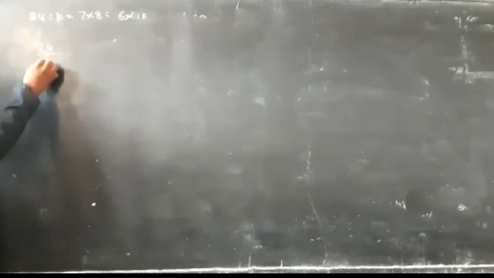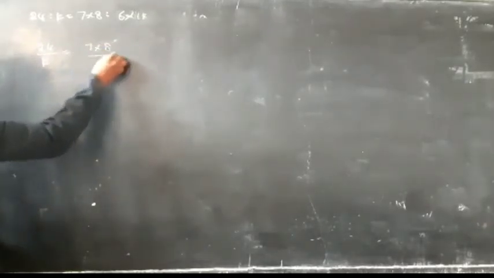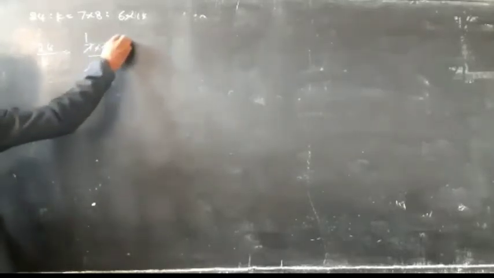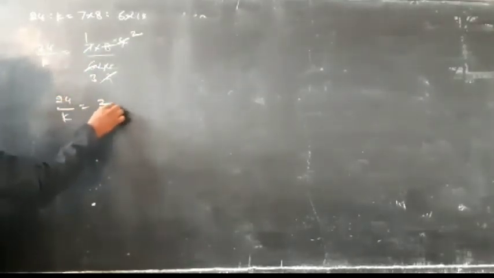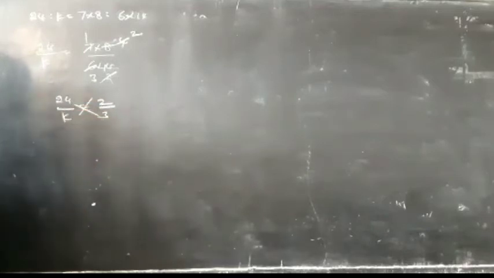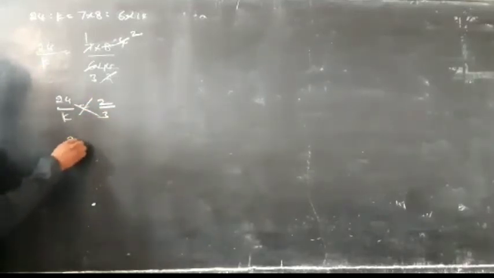So 24 is to k, we can write as 24 by k is equal to 7 into 8 by 6 into 14. Any cancellation? 7 ones are 7, 7 twos are 14, 2 threes are 6, and 2 fours are 8; 2 ones are 2, 2 twos are 4. So 24 by k is equal to 2 by 3. Now do the cross multiplication.